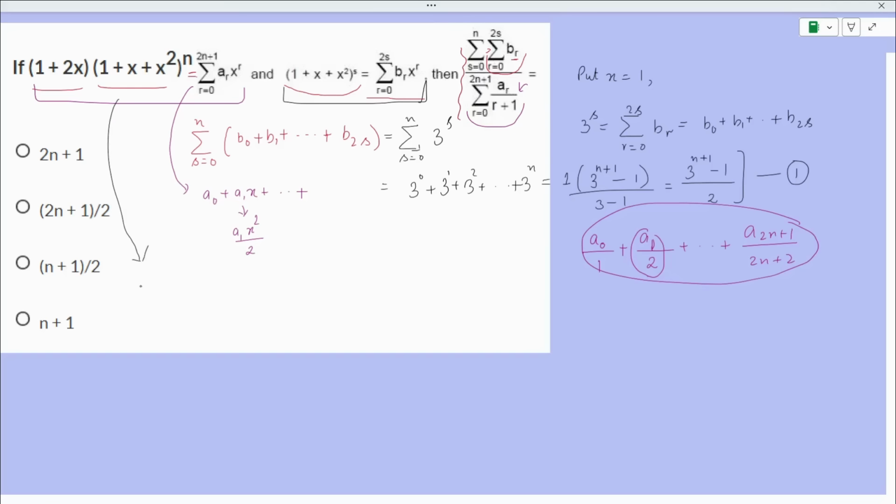Okay, let's integrate that. So the whole thing, in order to get rid of the constant of integration, we will just do a definite integral from 0 to x. So let's do that: (1 plus 2x)(1 plus x square) to the power n dx. Even the right hand side you want to integrate. Now how do you plan to integrate this?